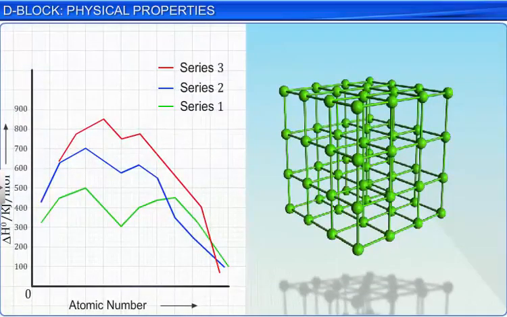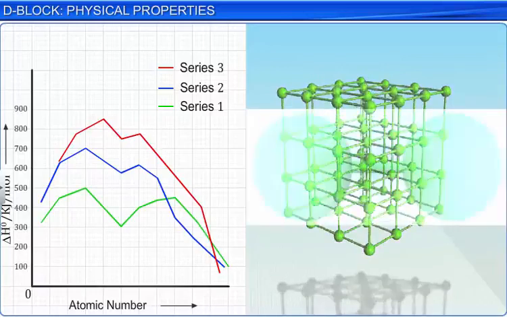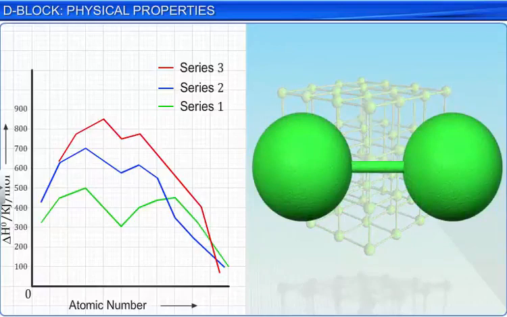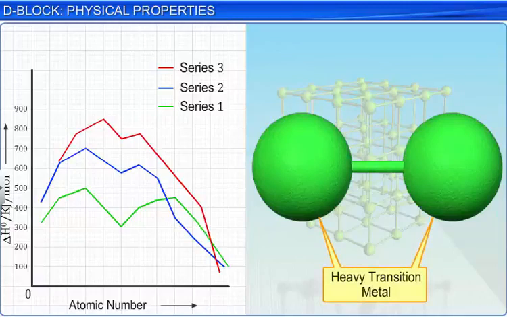You will also note from the graph that the metals of the second and third transition series have greater enthalpies of atomization than the corresponding elements of the first series. This factor accounts for the occurrence of frequent metal-metal bonding in compounds of heavy transition metals.